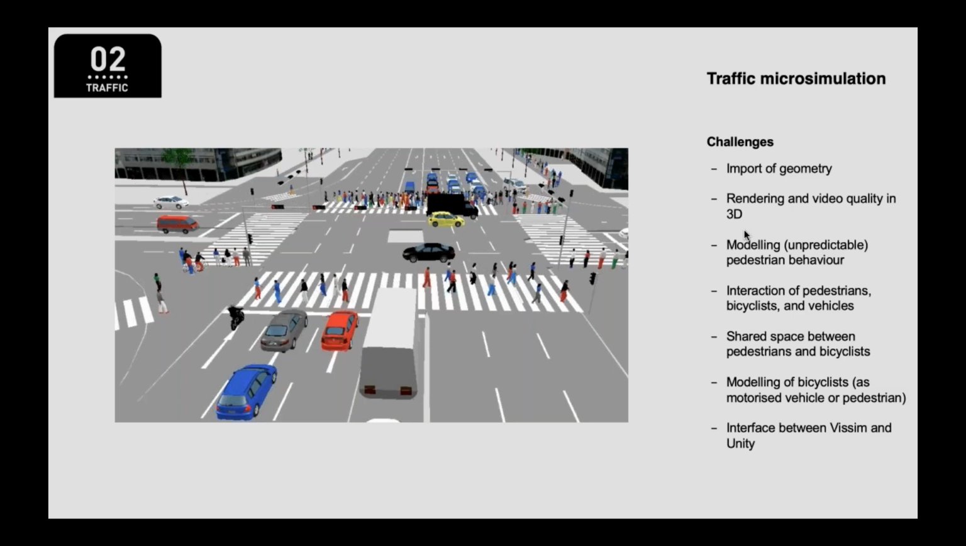There are some options to model the bicyclists as pedestrians, and we tested that, but we didn't get such a fine movement of the bicyclists as pedestrians, so eventually we modeled them as motorized vehicles as well. The areas that we wanted to model in some scenarios were shared spaces. We wanted to have the interaction between pedestrians and bicyclists. We had some limitations in that regard. And an interface between Vissim and Unity needed to be created for having the final output.